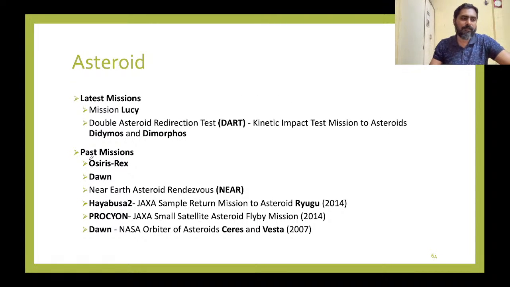Now let us see some of the missions to asteroids. We have seen missions to Sun, Mercury, Venus, and Earth's moon. Let us now look at missions to asteroids. Mission Lucy, and then we'll see the DART mission. These are the important missions, and these older missions are not very important, but you can just remember OSIRIS-REx, Dawn, Near, Hayabusa. Hayabusa was sent to asteroid Ryugu, and Procyon is a flyby mission. Dawn was sent to Ceres and Vesta, not very important.